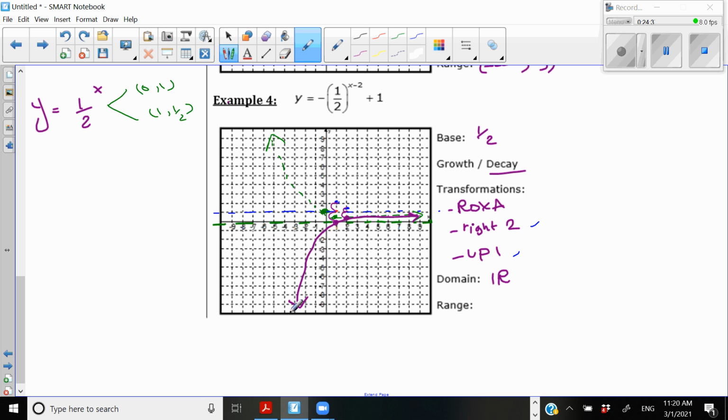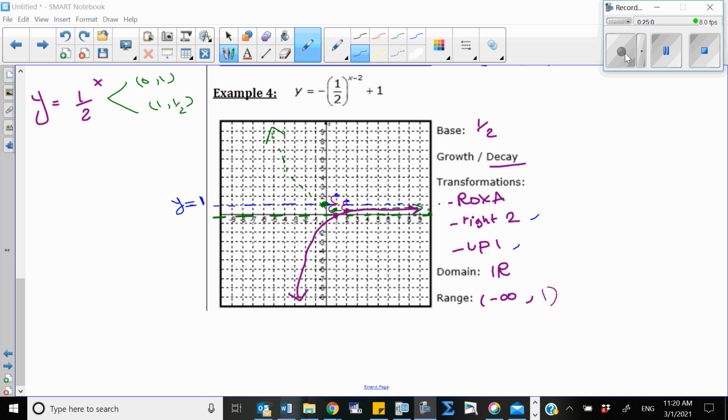From the bottom side, I see an arrow. That means it's going to continue to negative infinity. And the top side is getting close to this asymptote, which is y equals 1. This is our new asymptote. So it's getting close to this line, 1, but doesn't pass. So we have a parenthesis here.